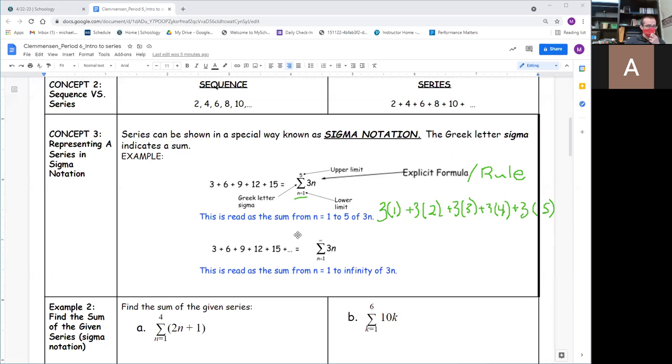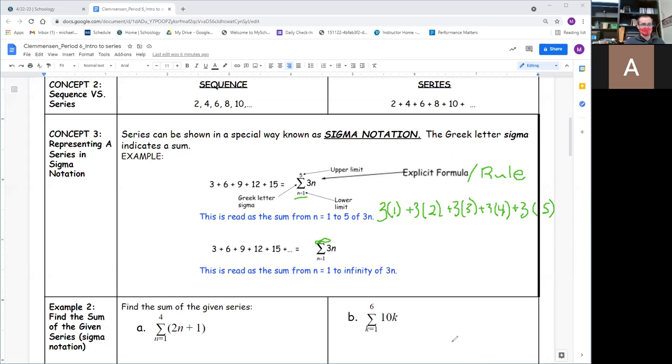Now we can take it one step further and have what's called an infinite series. That's where the top number, our upper limit, is an infinity symbol right up here. That's saying that it starts at 1, we start our first term, and then we just go up until we hit infinity, which is impossible.